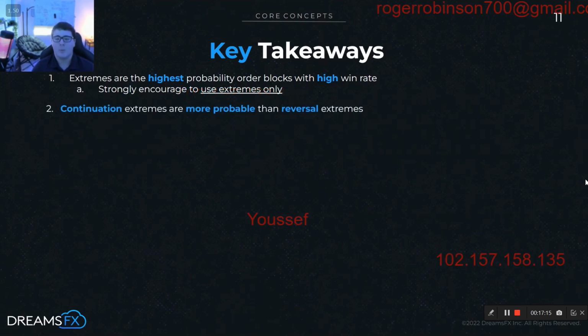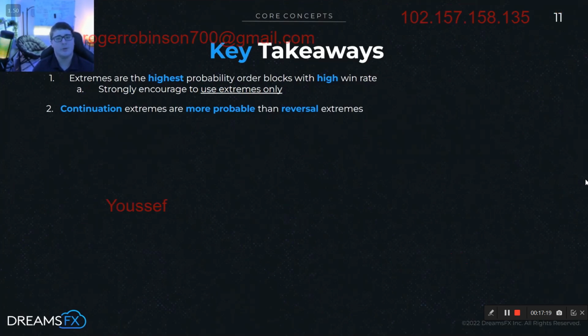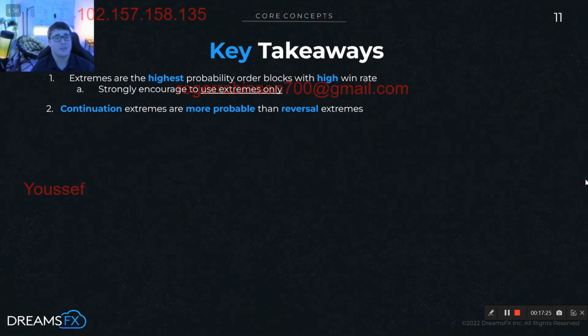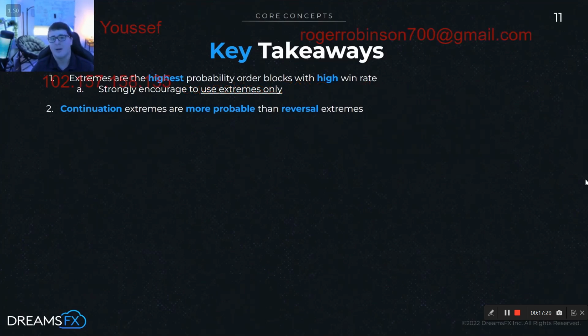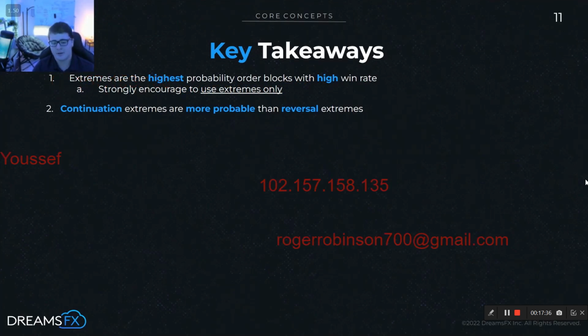Continuation extremes are more probable than reversal extremes. Reversal extremes occur after a BOS, but a BOS does not 100% say that a new trend is going to happen. It's just intent. So if you identify the wrong structure and you just see a BOS and you identify an extreme, and let's say you're on the wrong side of the market from a higher time frame perspective, you can end up taking a pretty drastic loss, right? So that loss could be avoided by just trading in the higher time frame pro trend and identifying your continuation extremes.